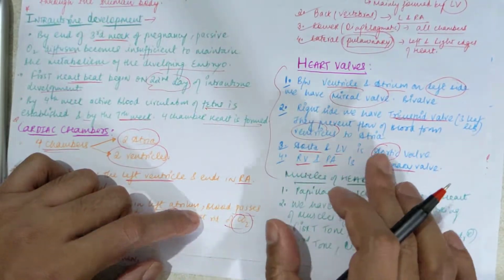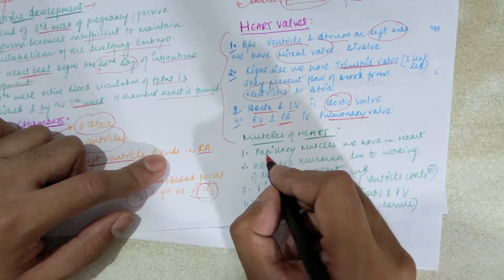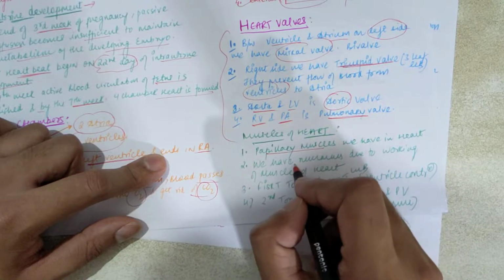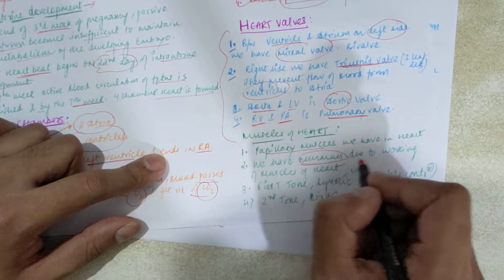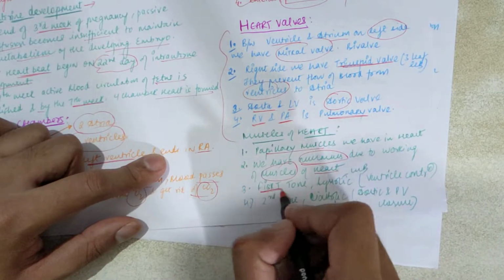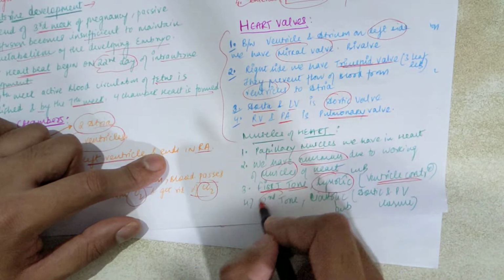So we have 4 valves actually. Okay, and in the heart we have muscles. These muscles are called papillary muscles. Due to the working of the muscles, the heart contracts and relaxes. The first tone, which is systolic, is ventricular contraction.